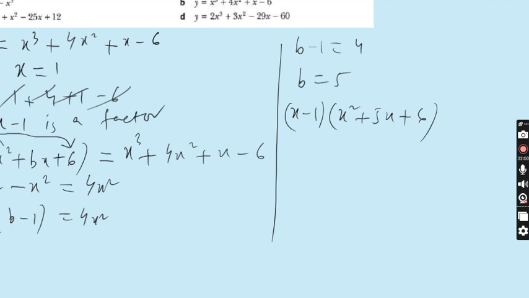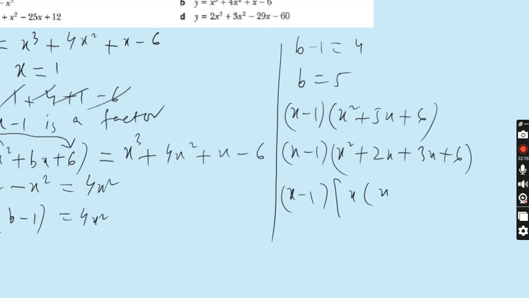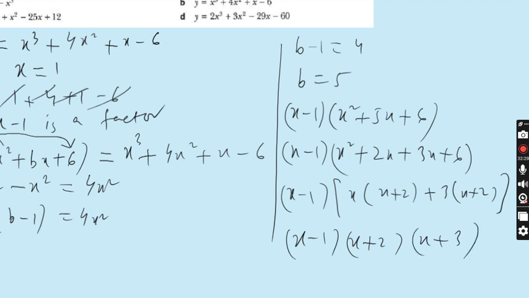x square plus 5x plus 6, this is a quadratic expression. Apply the middle term break method, we will get (x minus 1)(x square plus 2x plus 3x plus 6). Taking x common, x plus 2 plus 3 is common, x plus 2. Hence x minus 1, x plus 2, x plus 3 are the required factors.